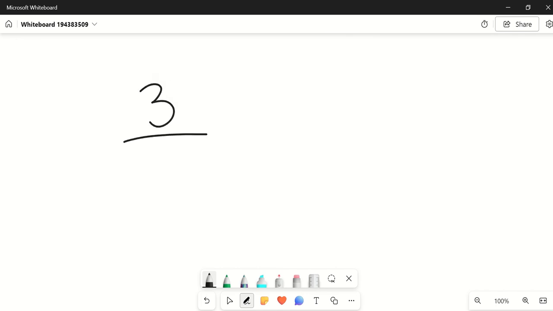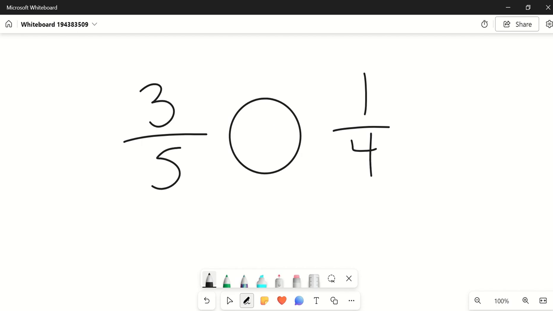So an example here would be like 3/5 with the circle and 1/4. The symbols are going to be greater than, less than, those things. This is an inequality. Meaning the two sides are not equal, but you're showing which side is greater. So, you don't need to write this down for this.